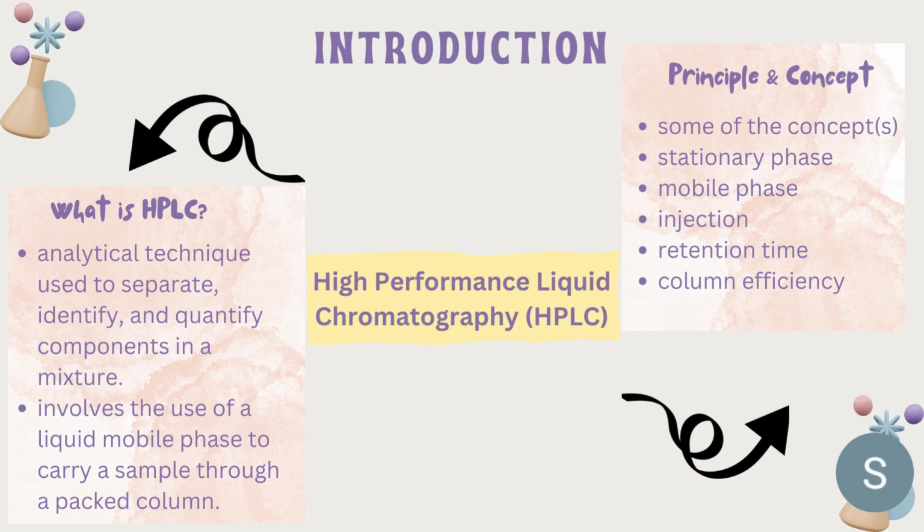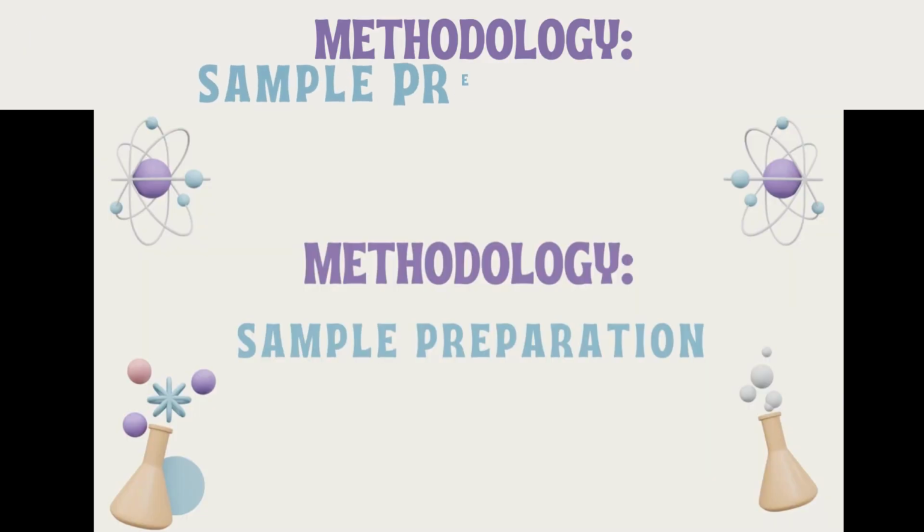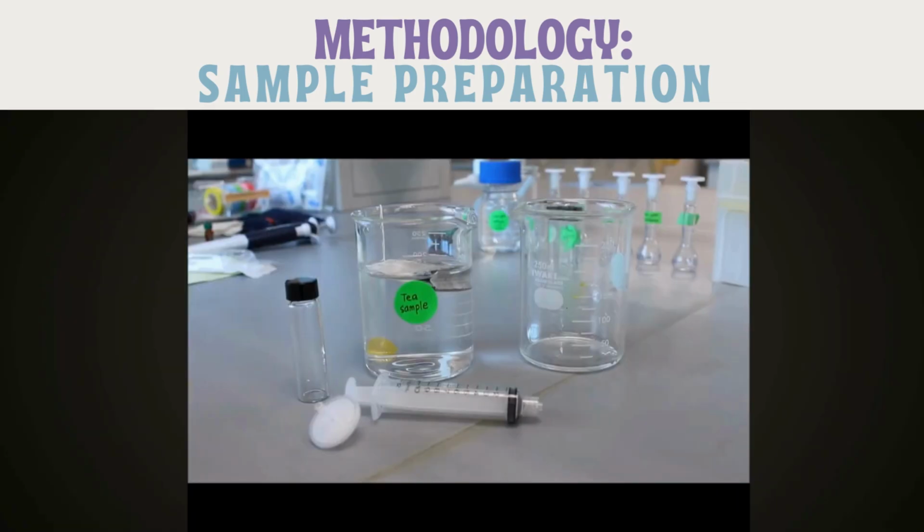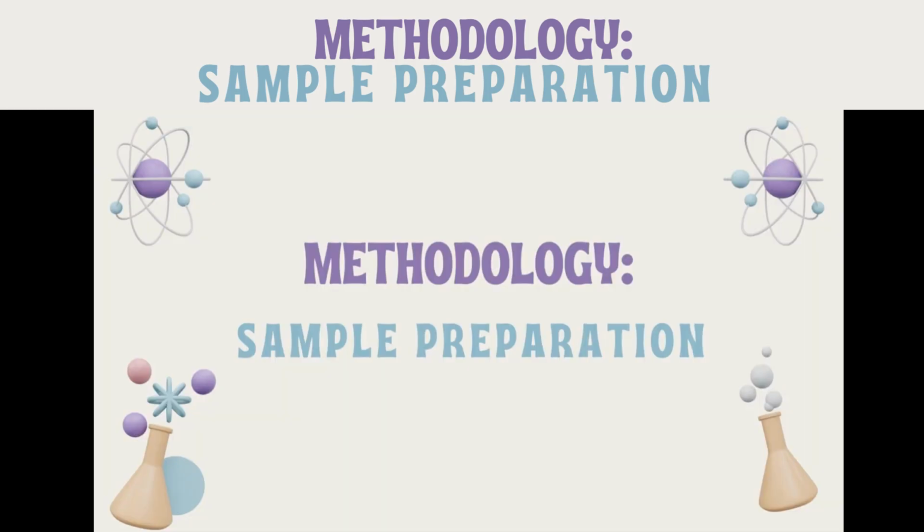and column efficiency. Hello, my name is Norwa Fishukrina and I'm going to explain the methodology part in terms of sample preparation. Before that, I'm going to show you the chemicals needed to make these samples. There are two types of samples we'll show later. The first one is the stock solution, which is caffeine, and the second one is the soft drink sample. But in this video, it shows a tea sample. Actually, I changed it to soft drink instead. So these are the chemicals that will be used in this experiment.